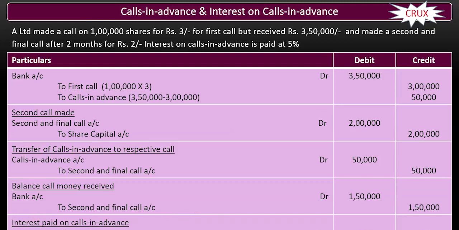Lastly, we have to pay interest on calls in advance as well, because we had received calls in advance and we kept that amount for 2 months. Therefore, on that advance money of 50,000, we have to pay at the rate of 5% per annum for 2 months, which comes to 417. The entry would be debit interest on calls in advance 417. It's an expenditure, therefore an increase in expenditure should be debited. Credit bank account, because of decrease in asset. Since we are making that payment, our bank account is getting reduced.